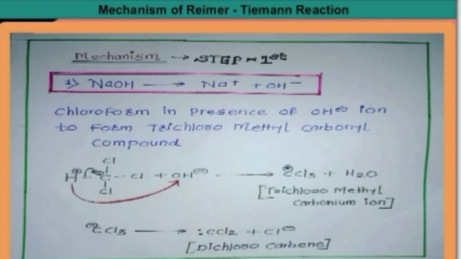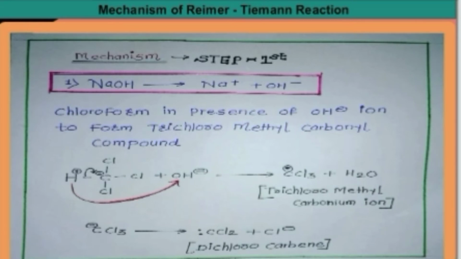The shifting of the bond between carbon and hydrogen towards carbon takes place, so that carbon gets a negative charge on it and hydrogen gets a positive charge. Now, the OH- attracts the H+ ion and forms a water molecule, H2O, and trichloromethyl carbanion forms as an intermediate here.